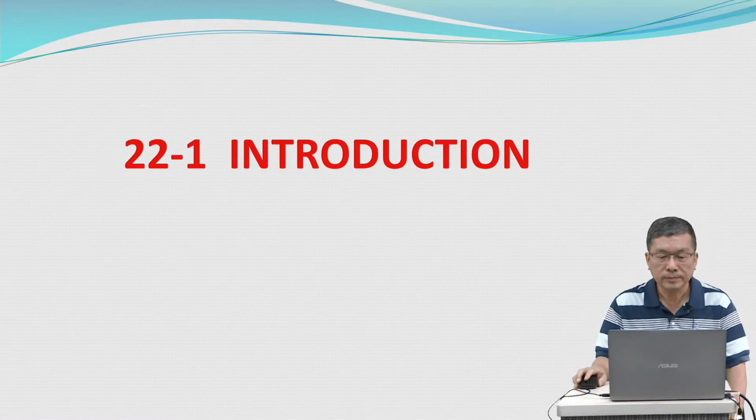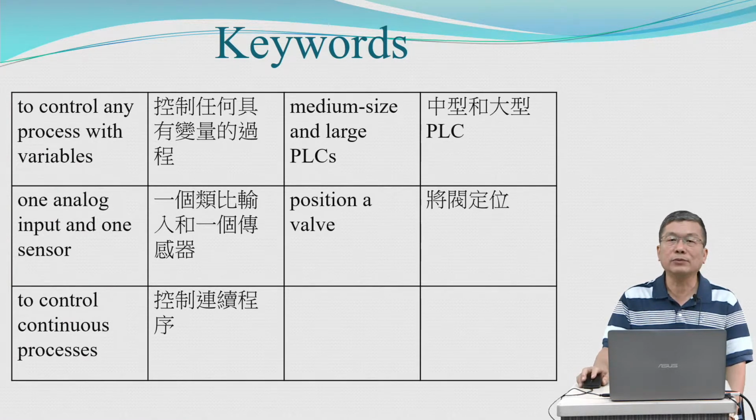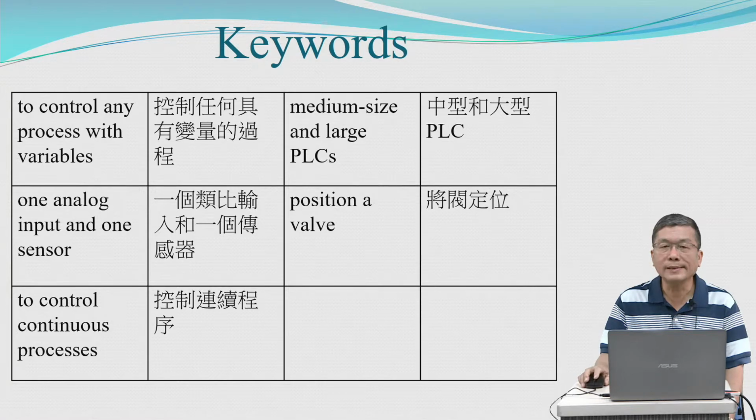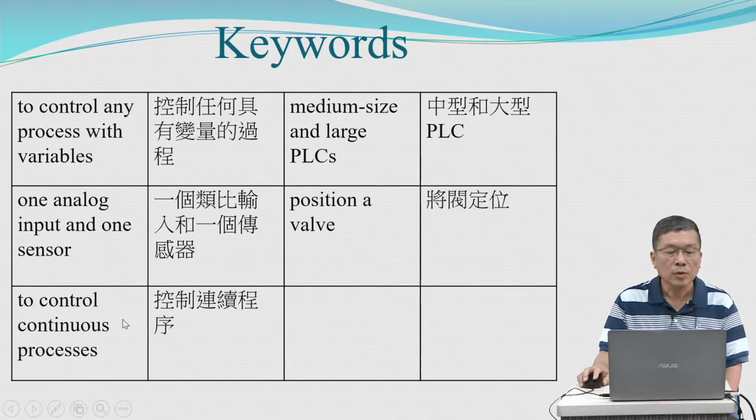Introduction. The keywords. To control any process with variables. Medium-sized and large PLC. One analog input and one sensor. Position above. To control continuous process.